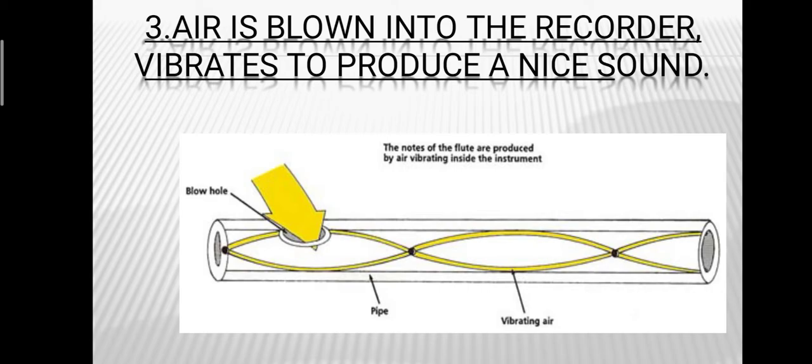This is how a recorder actually works. We blow into the recorder, and through the hole the air gets inside the pipe, and we can see the vibrating air, and this vibrating air will go out at different points from the holes and produce a pleasant sound.